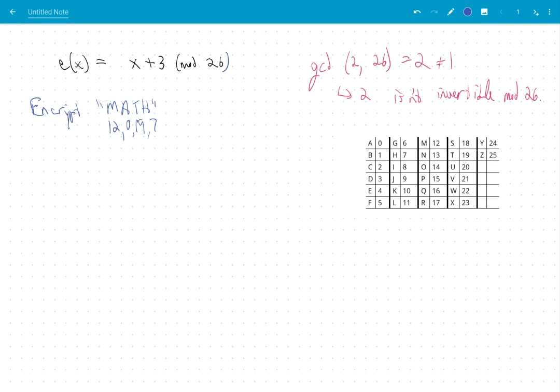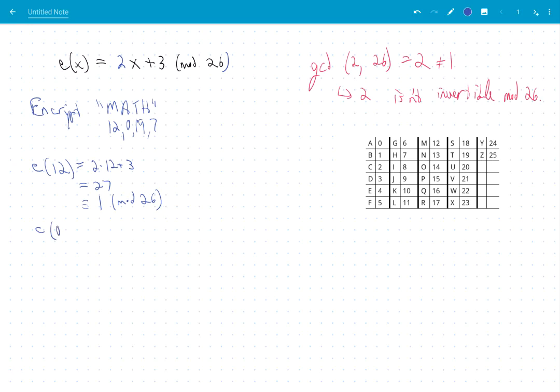So whenever I have E of 12, and that was 2x plus 3, that means that I'm going to have 2 times 12 plus 3, which is going to be 24 plus 3, 27. Reduce that mod 26, and that's congruent to 1. Okay, so math, M became the character B.